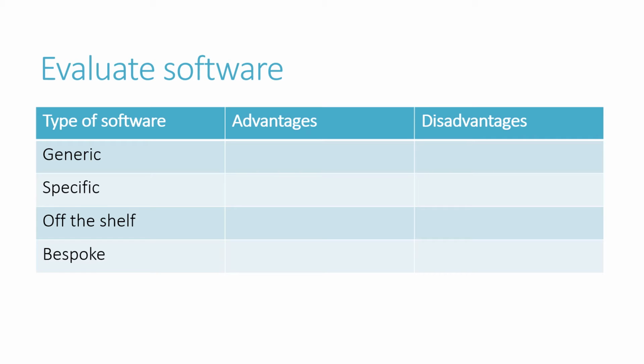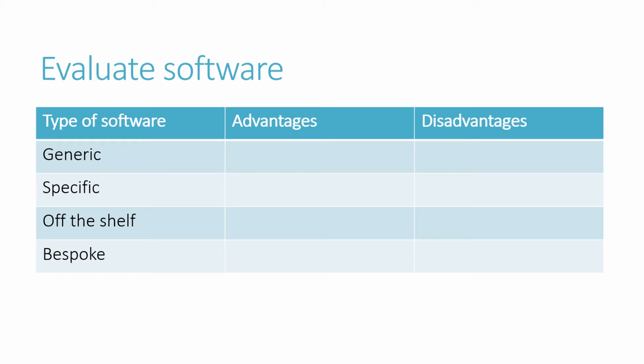So we've looked at 4 different categories of software. Obviously the categories overlap, but these are the 4 main types: generic, specific, off-the-shelf and bespoke software. Each of these types of software have some advantages and some disadvantages, and in order to choose the right software you have to know what those advantages and disadvantages are.